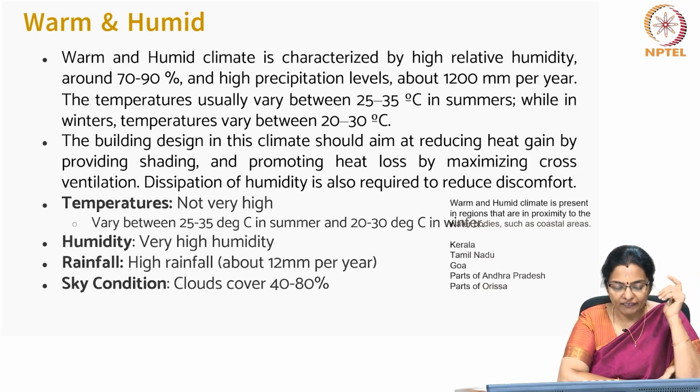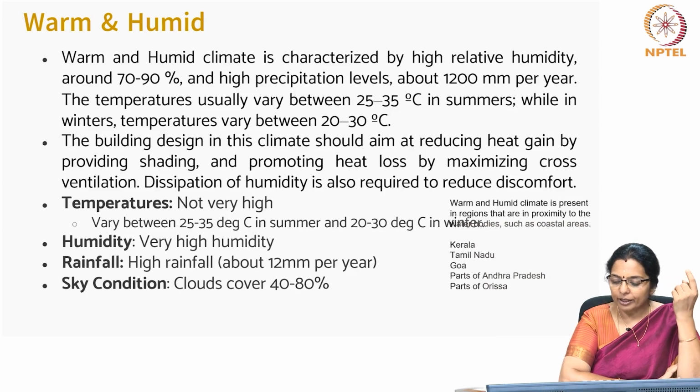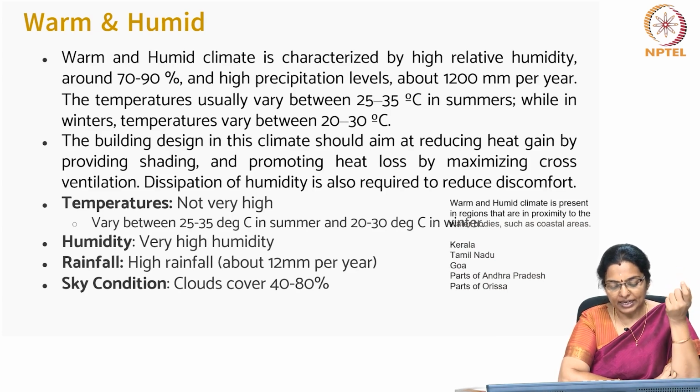Temperatures may not be very high. It's not as high as hot and dry. It varies between 25 to 35 degrees centigrade in summer and 20 to 30 degrees centigrade in winter. But the humidity is very high. There is very high rainfall and the cloud cover is 40 to 80%, which causes more sultriness.